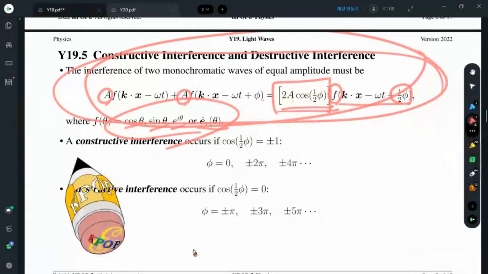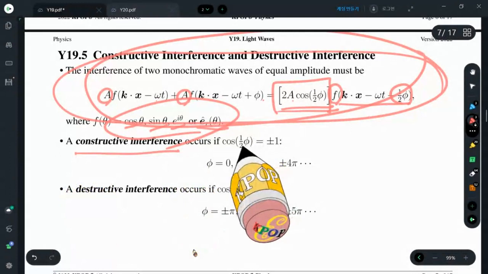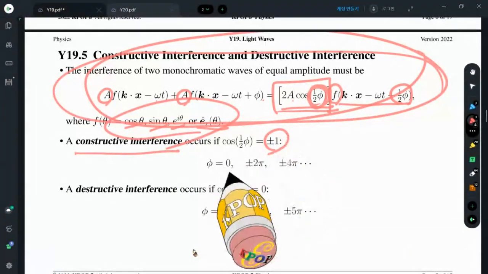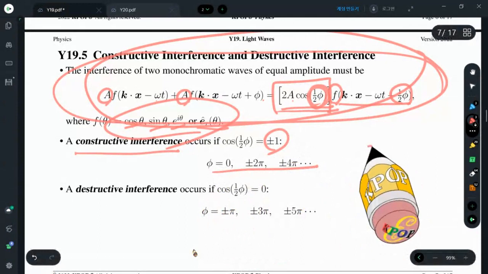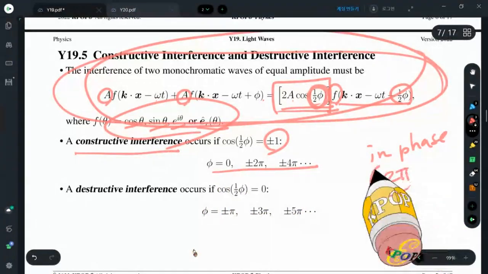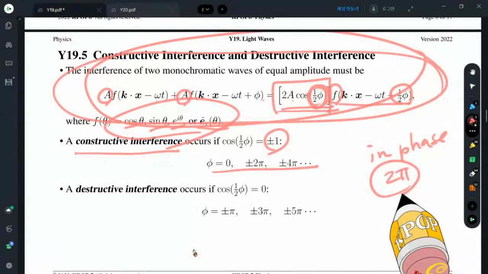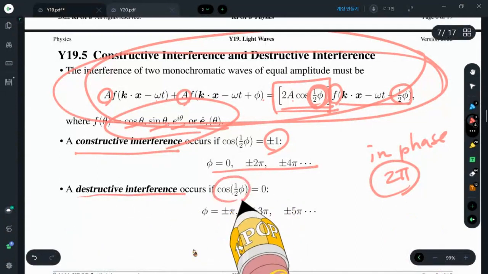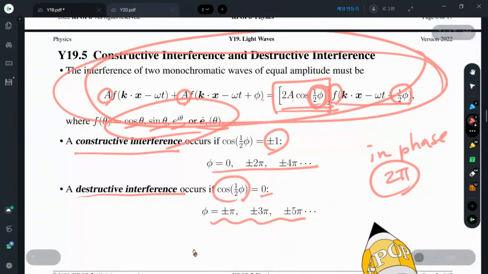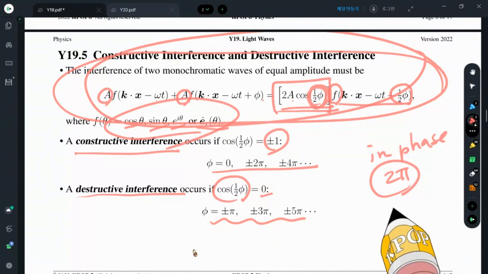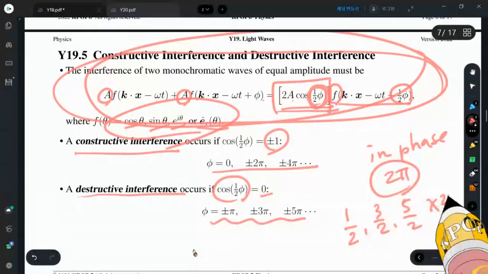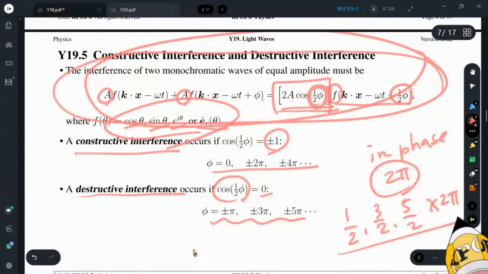Very, very important. And the constructive interference appears when this one is plus or minus one. The result appears only if they are in phase, at integral multiples of 2 pi. That is the period of the sinusoidal function. And destructive interference appears when this cosine of one half phi becomes zero. That appears at half-integral multiples of 2 pi. Half integral, so 1/2, 3/2, 5/2, multiplied by 2 pi. Okay?